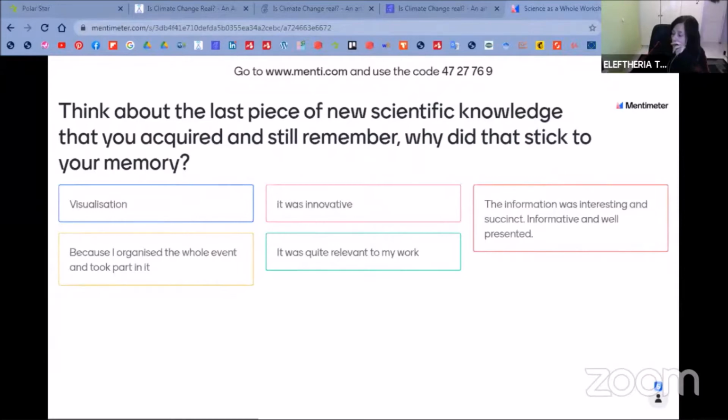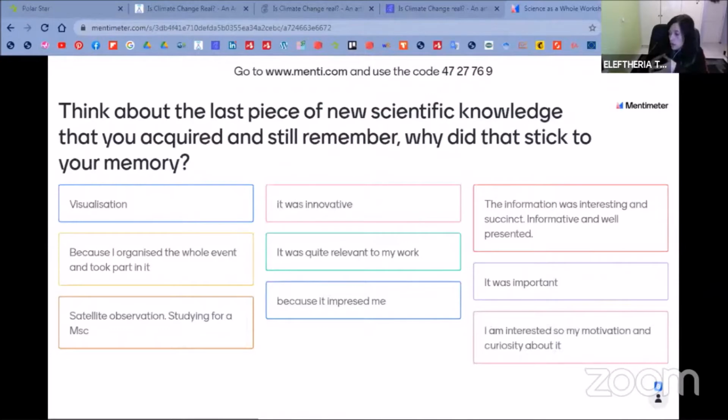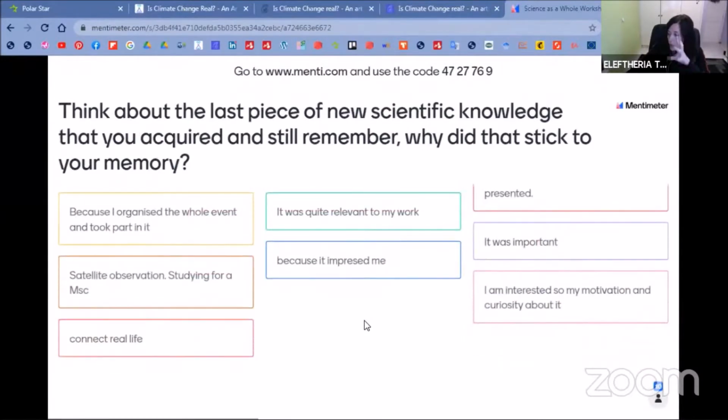So in this question, your answers could be summed up as something that is important to you because it's close to your work, or because the piece of information that you acquired was very innovative or very exciting to read about, so it triggered your curiosity. So again, the main point is something that is either close to your work, or close to you and to your life, or something that made an impression on you and was exciting to read about.